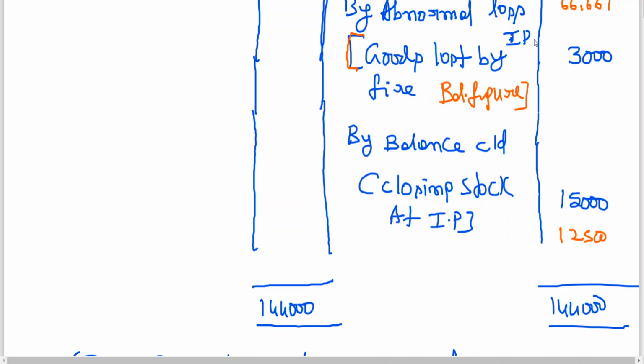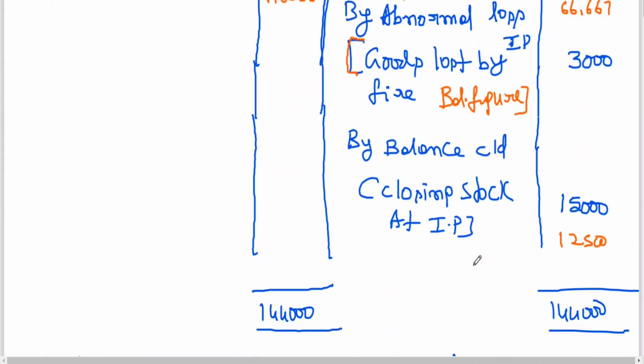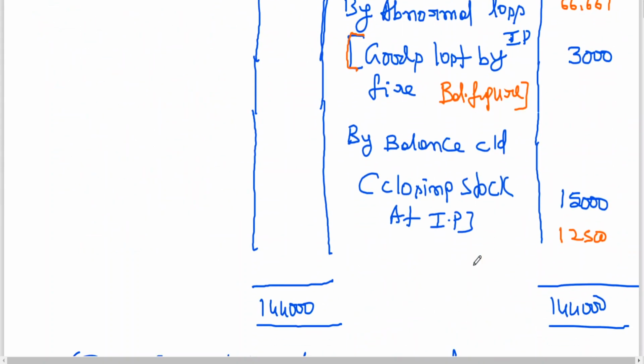Abnormal loss also you can get at cost price. Let us cross-check. 110 plus 10, 120, minus 38,333, minus 66,667, minus 12,500. Then you'll be getting abnormal loss at cost price. I think when you do everything like this, the trading account will be simple.